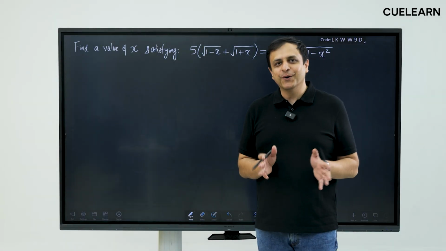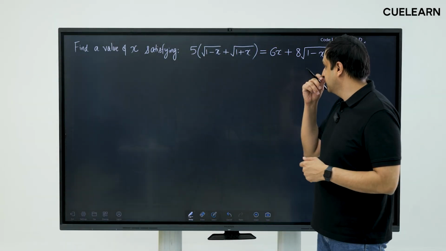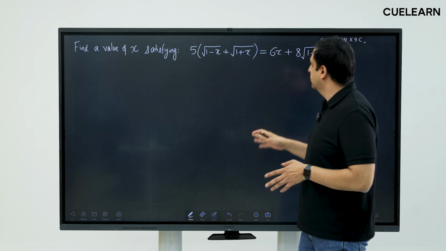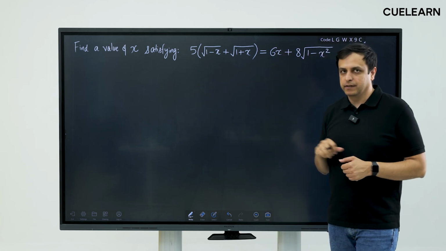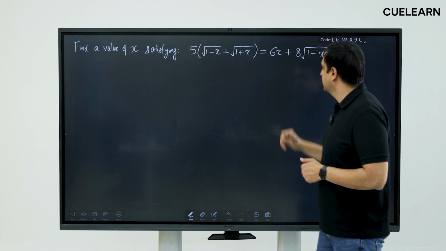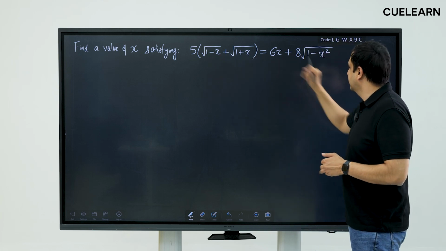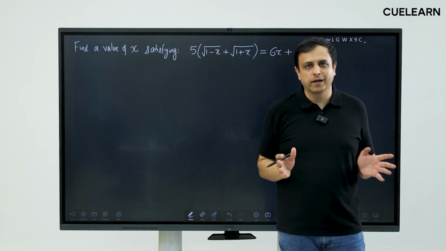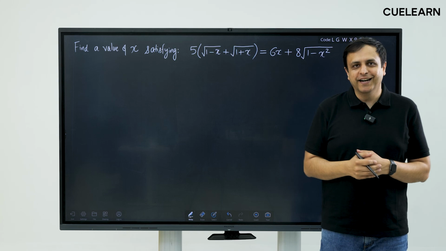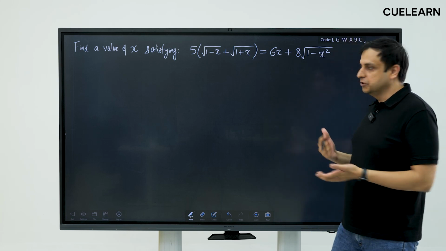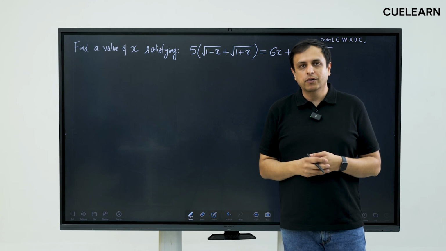Hi, in this video, I'm going to solve this question that you see on the board. Find a value of x satisfying this equation: 5 times (root of 1 minus x plus root of 1 plus x) is equal to 6x plus 8 times root of 1 minus x square. So, looks like a complicated equation, and a solution path may not immediately jump out to you.